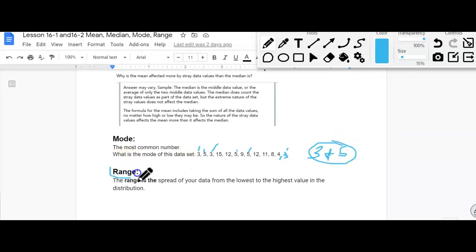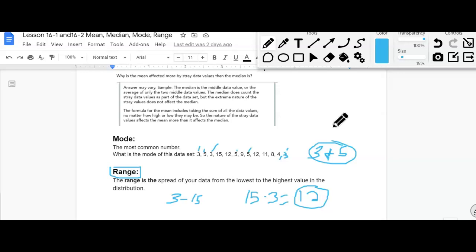Lastly, the range. Range is pretty simple here. The range is the spread of our data from the lowest to the highest value in the distribution. So our lowest number here is 3 to our highest number, which is 15. That's one way to write the range, or sometimes they want you to actually find the difference of the two, so 15 minus 3, which equals a range of 12. I'm okay with either of these. Depending on the question, that's how you solve for them.